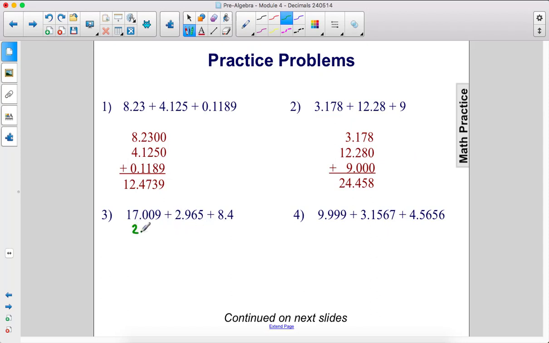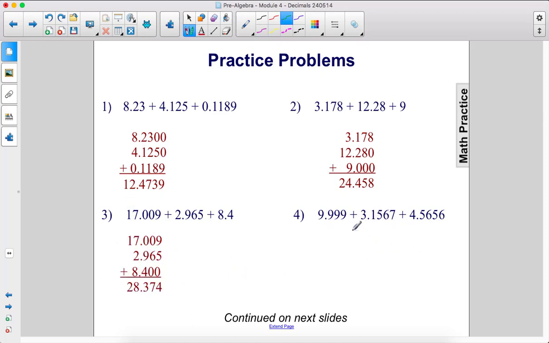All right, next we have 2.965 and 8.4. I'm going to throw some extra zeros in there. All right, let's add. So in this column, we have 9 plus 5 is 14, carry the 1. 1 plus 6 is 7. 9 plus 4 is 13, carry the 1. Don't forget to drop that decimal point. 8, 9, 10 plus 8 is 18, and then 2. The answer is 28.374.